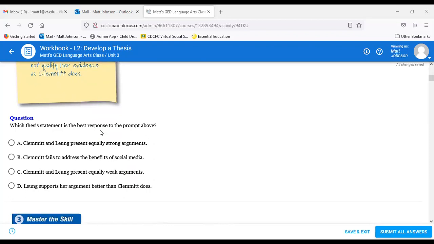Which thesis statement is the best response to the prompts above? A, Clement and Leung present equally strong arguments. B, Clement fails to address the benefits of social media. C, Clement and Leung present equally weak arguments. And D, Leung supports her argument better than Clement does. D. Exactly, right? Your thesis statement in your writing response should address both passages, right? And basically state, this one is better than this one. Everything else in there is not what you're looking for in your writing response.